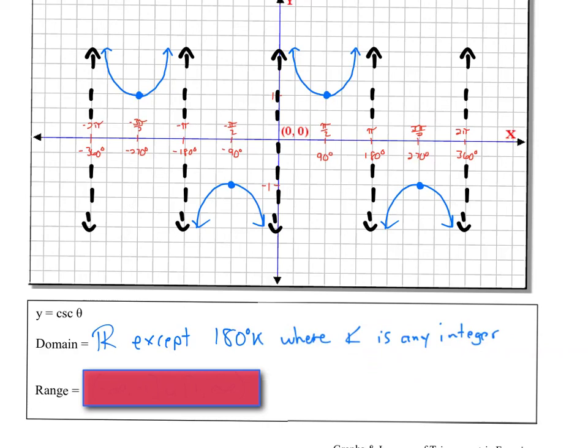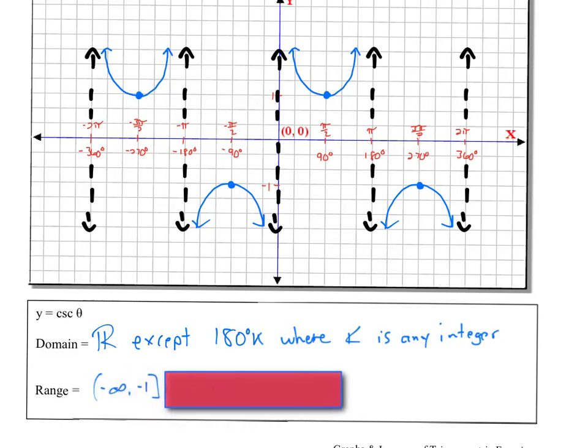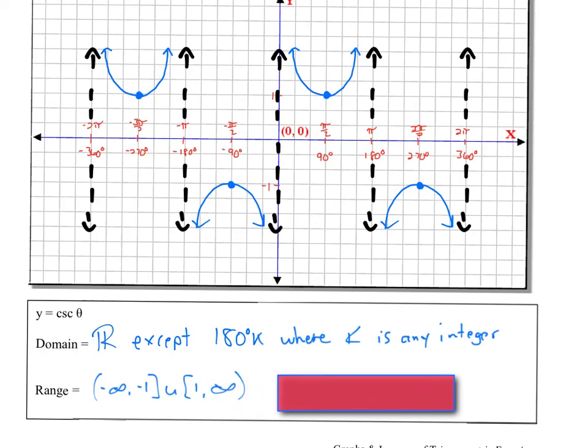Range, if I look at my graph going up and down, it starts down forever and it goes up, hits -1 and comes back down. So the first part of my range goes from -infinity to -1. It includes -1. Then, all in this region, there's no part of the graph. Nothing blue in here. Doesn't start up again until it gets to 1. When it gets to 1, it goes up forever. So I'm going to unite this, u, with 1 to infinity. So that is the range for cosecant.